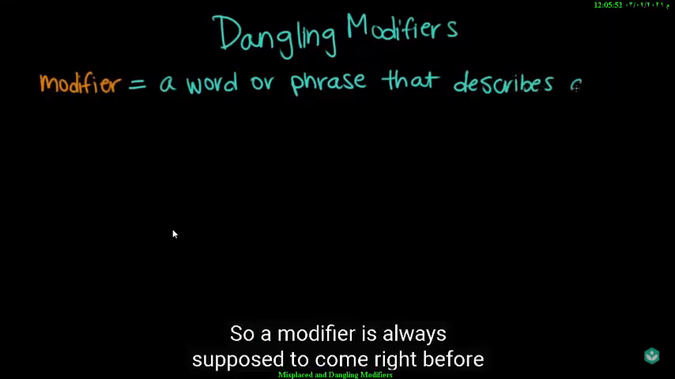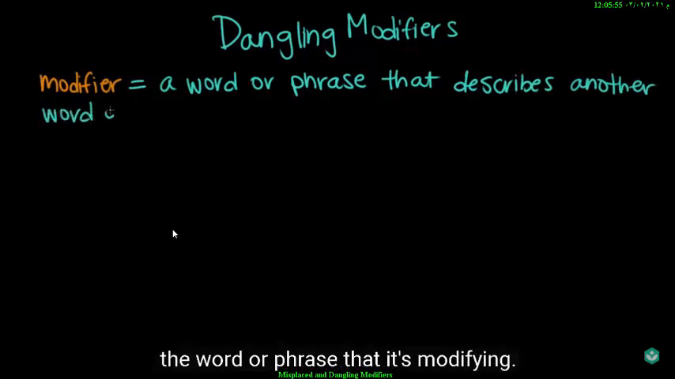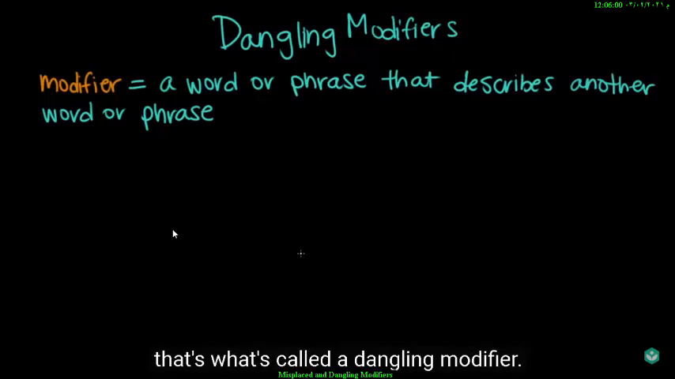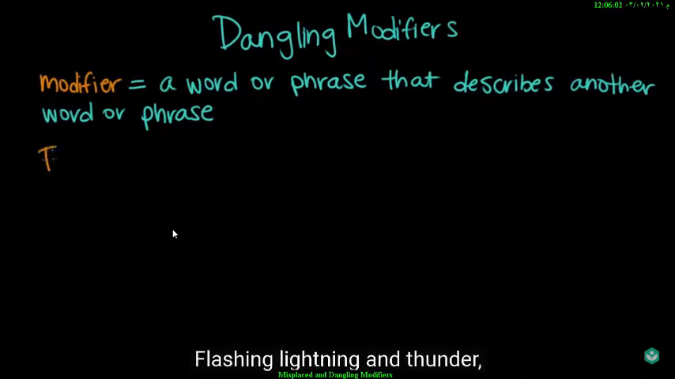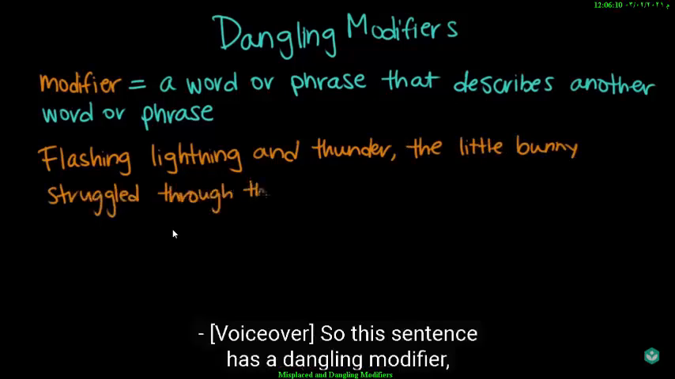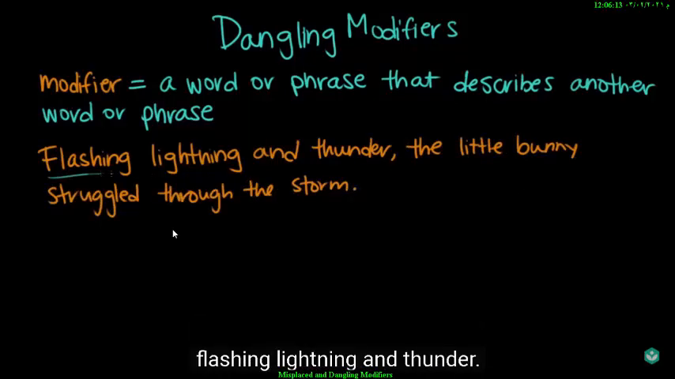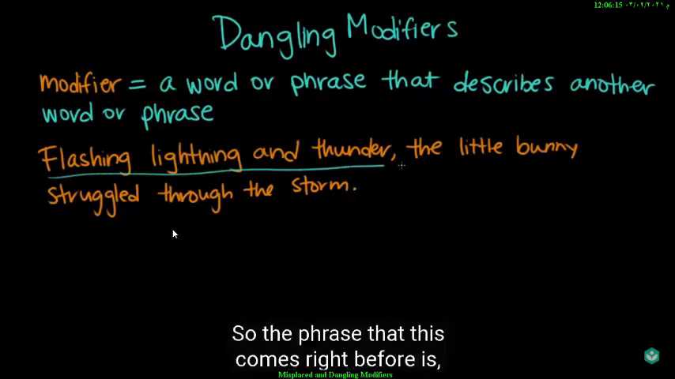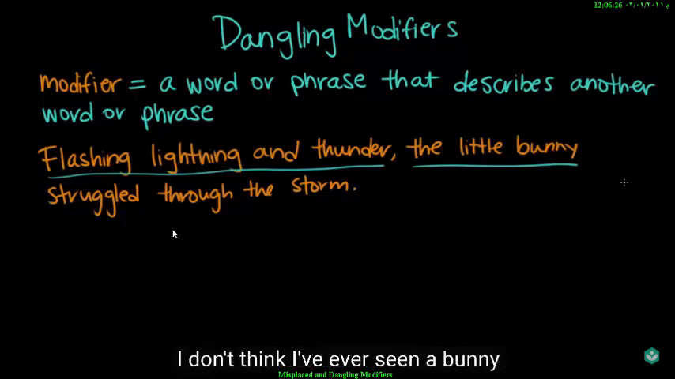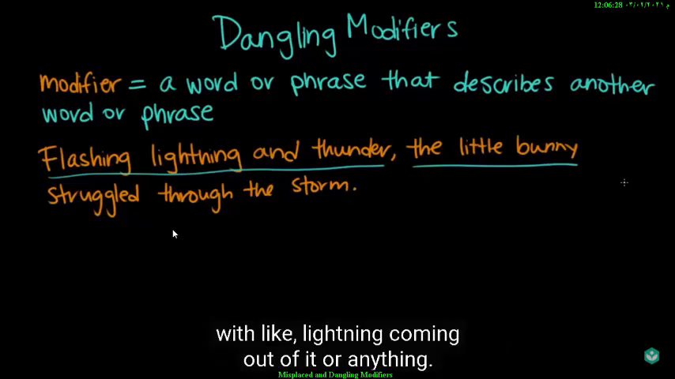So a modifier is always supposed to come right before the word or phrase that it's modifying. But when it doesn't do that, that's what's called a dangling modifier. So this can look something like, Flashing lightning and thunder, the little bunny struggled through the storm. so this sentence has a dangling modifier, and the modifier in question is flashing lightning and thunder. So the phrase that this comes right before is the little bunny. And flashing lightning and thunder is not describing the little bunny, right? I don't think I've ever seen a bunny with like lightning coming out of it or anything.